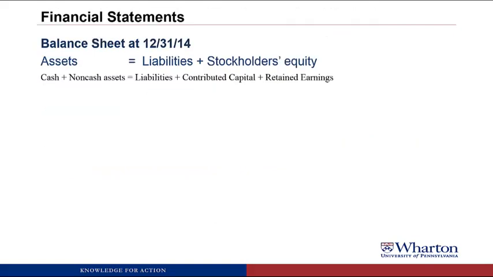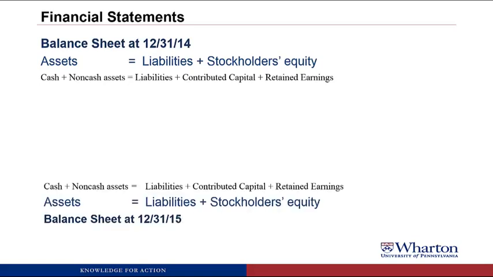So let me show you this graphically. So let's say we have a balance sheet at the end of December 31, 2014. Assets equal liabilities plus stockholders' equity. We'll split the assets into cash and non-cash assets. And we'll split stockholders' equity into contributed capital and retained earnings, which are concepts we'll talk more about in later videos. Then we have a balance sheet at the end of the year. So we've got one at the beginning of 2015, at the end of 2015.